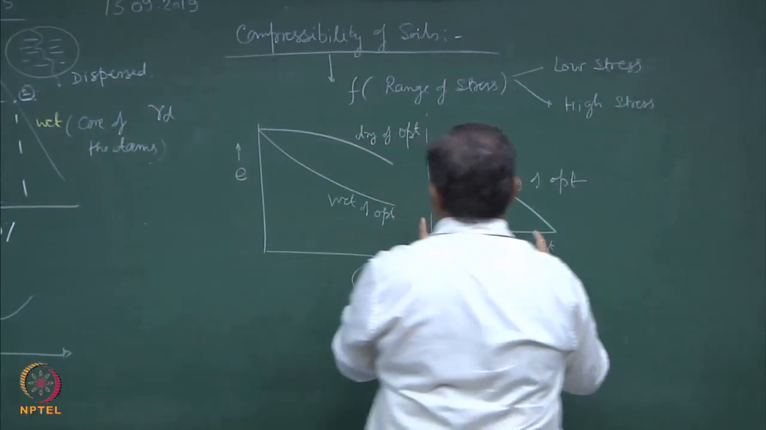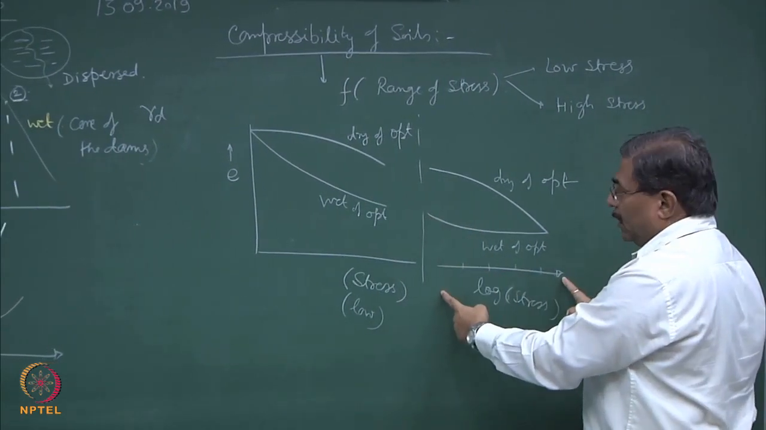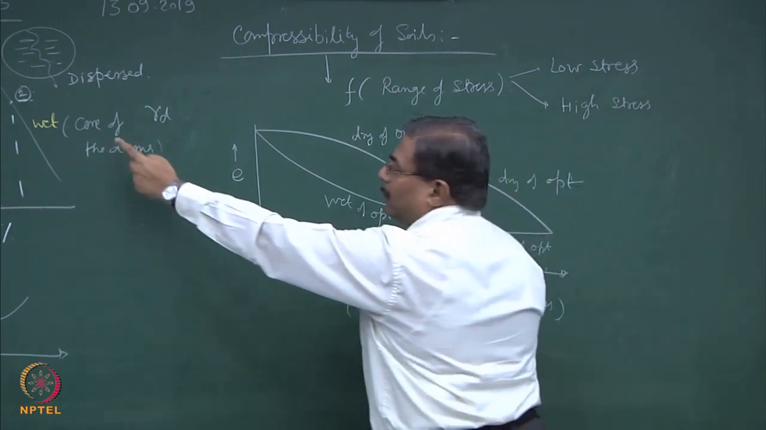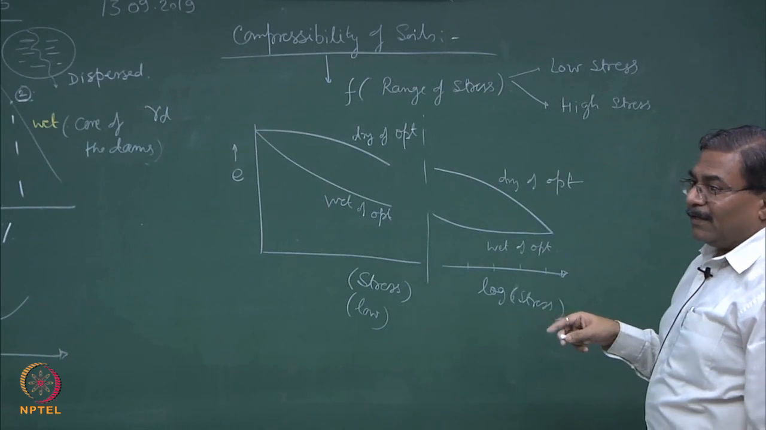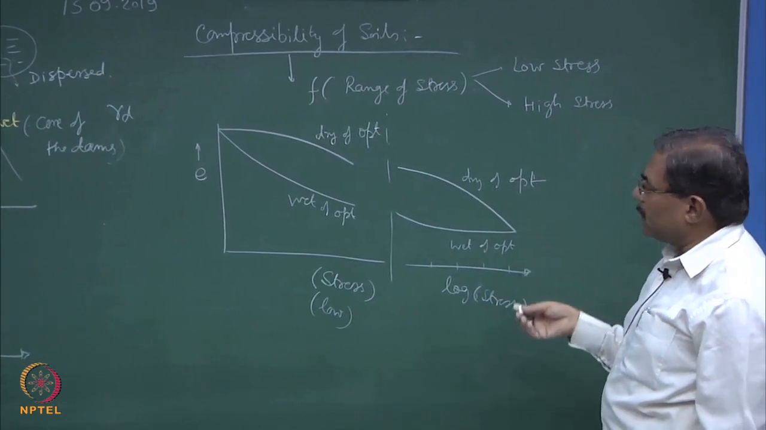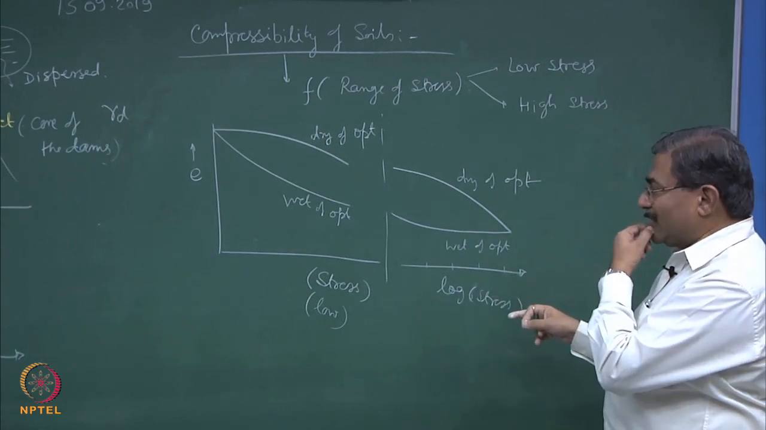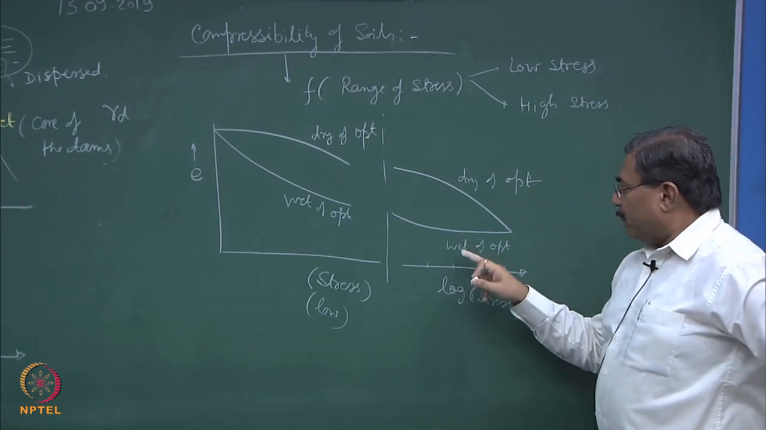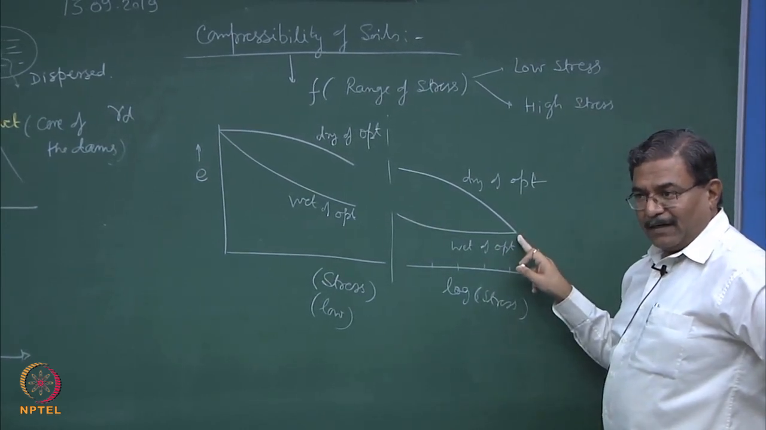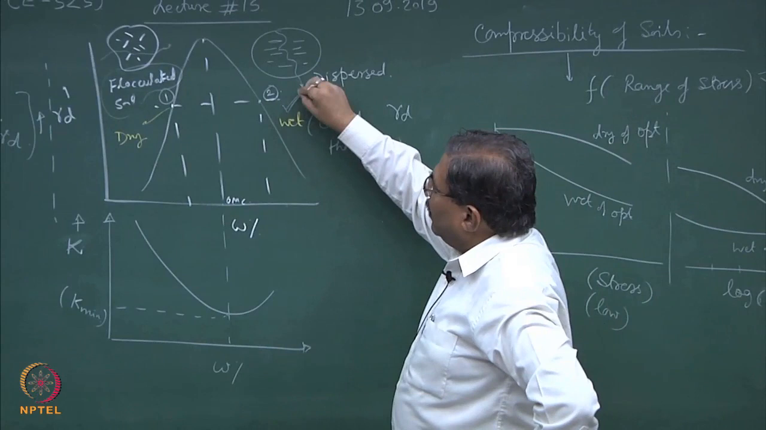On the wet of optimum, the volumetric reductions are going to be less for higher stresses as compared to dry of optimum. So, I repeat, when I was talking about creating the core of the dams, the dam sites are approximately few hundreds of meters or maybe few tens of meters depending upon the type of dam you are constructing. So, the chances are that you are going to work in the higher stress ranges. When you are compacting the soil at wet of optimum, the volumetric deformations are going to be less, clear, as compared to dry of optimum. So, this point becomes an obvious choice.